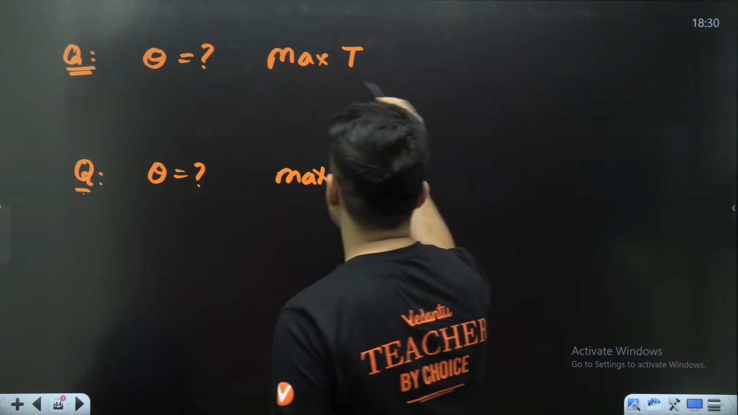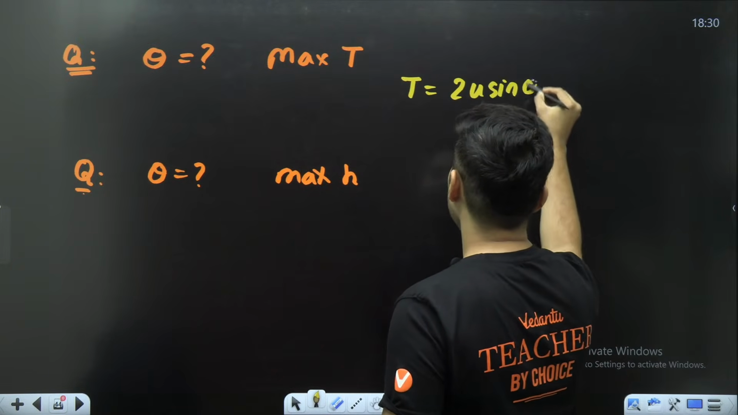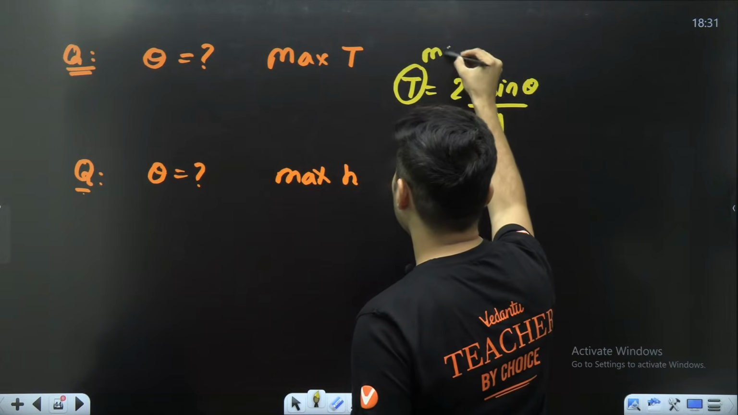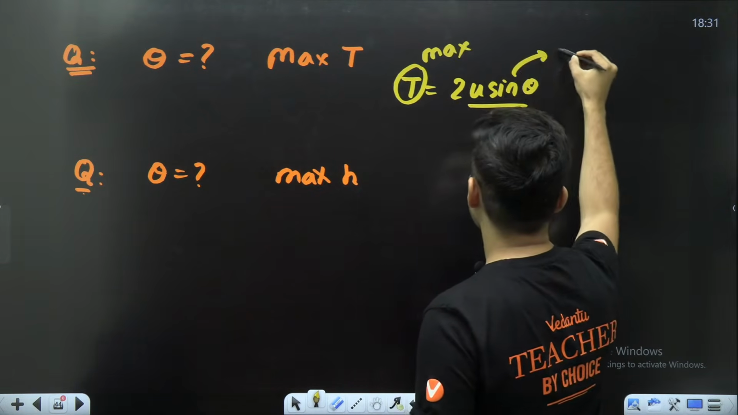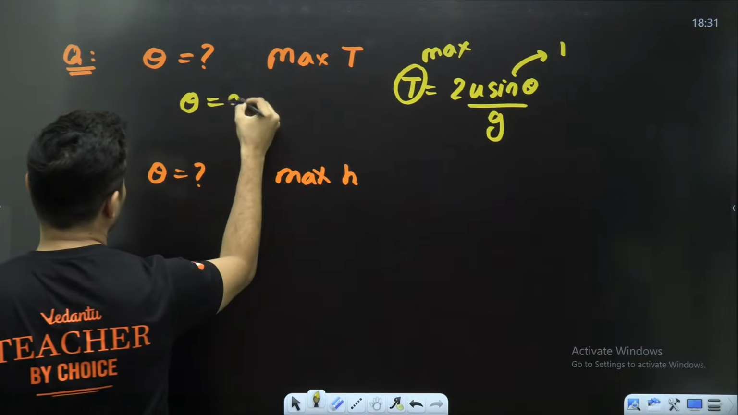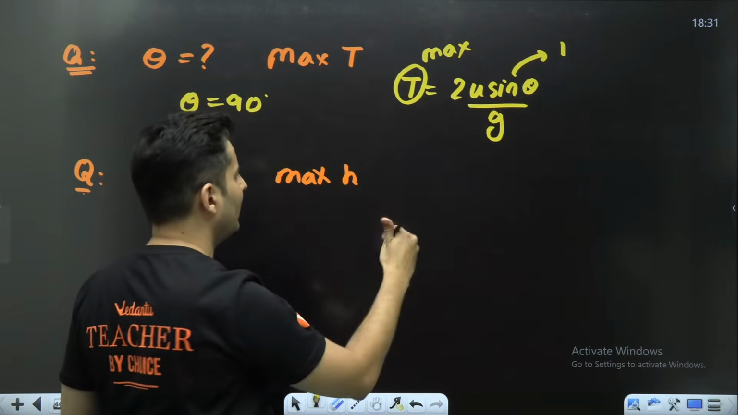Exactly, my dear warriors. Time of flight. What's the formula? 2u sine theta by g. You want to make this maximum. Obviously, you will make sine theta as 1. When is sine theta 1? When theta is 90 degree. You will throw it obviously like this. Why will you throw it at an angle?